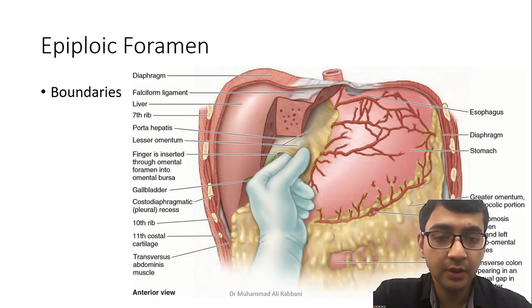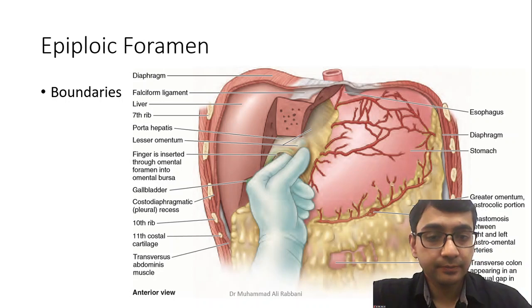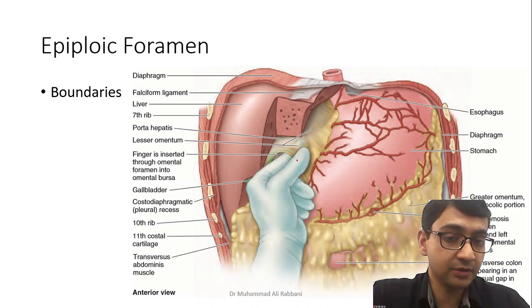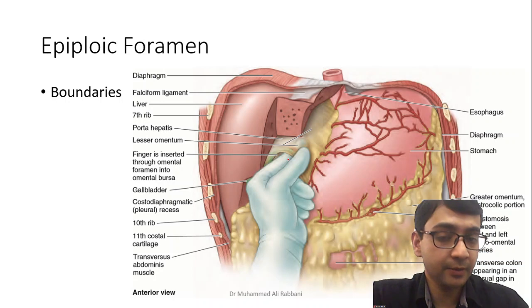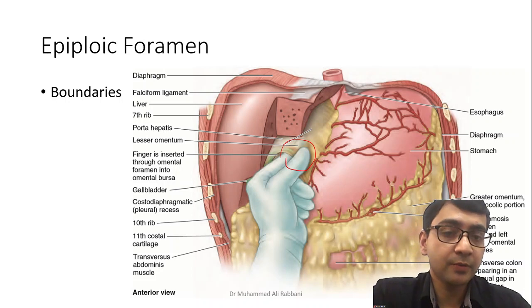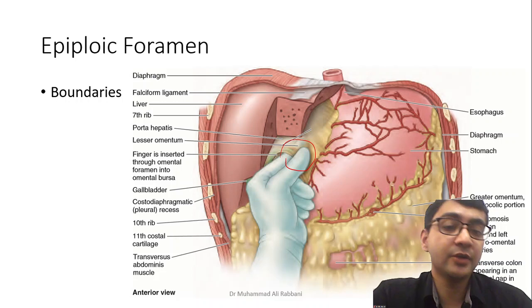Epiploic foramen, we discussed the boundaries, and it has very important clinical importance: all of the blood going to the liver, the portal vein and the hepatic artery, is going through this. So this point, the anterior margin of the epiploic foramen, can be used to stop the bleeding of the liver. When there is a lacerated liver and immediate bleeding, you just pinch this point and all of the blood that is going into the liver stops.